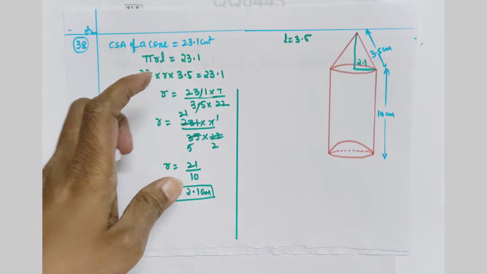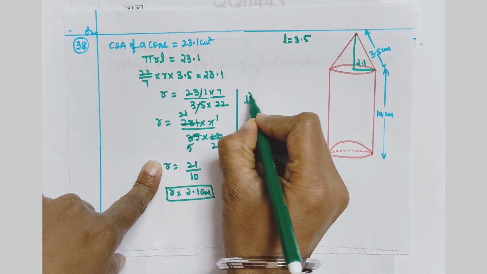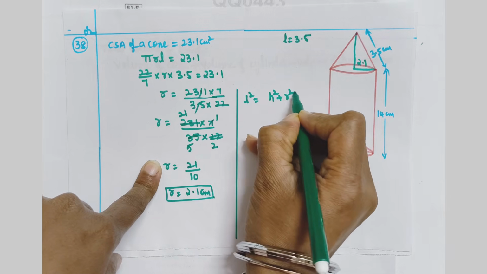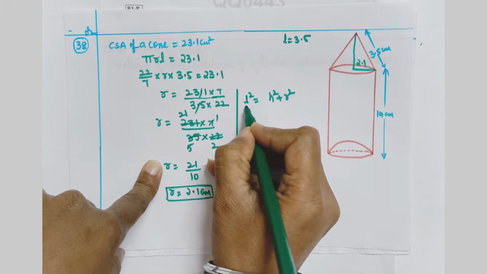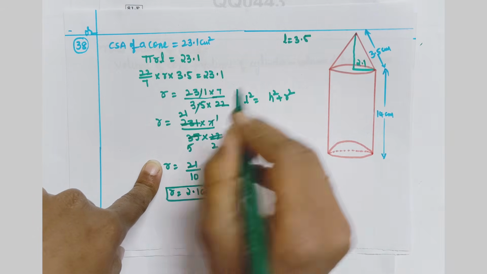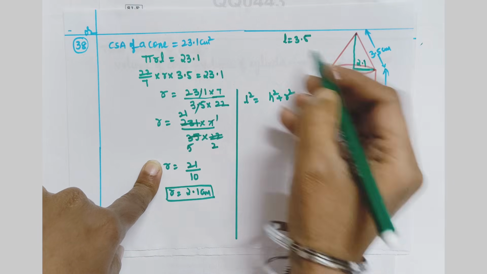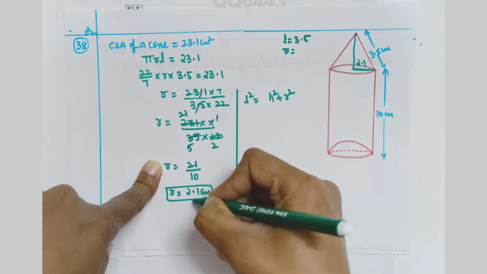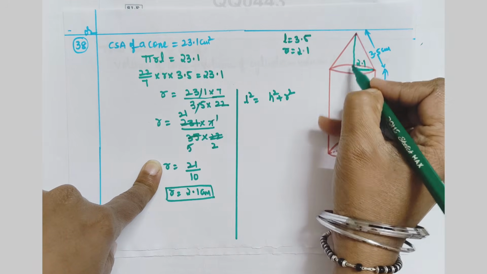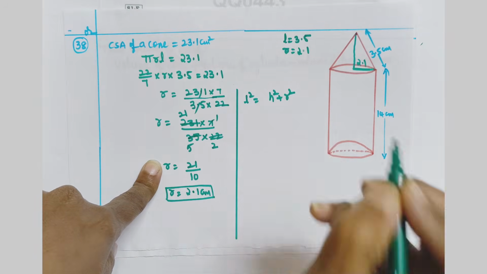Carefully listen. What is the formula? L square is equal to H square plus R square. Here we know L, and we want the height, so we will keep H on one side and send the remaining to the other side. We know the radius: R is equal to 2.1, which we just got. The height-finding formula is L square is equal to H square plus R square.